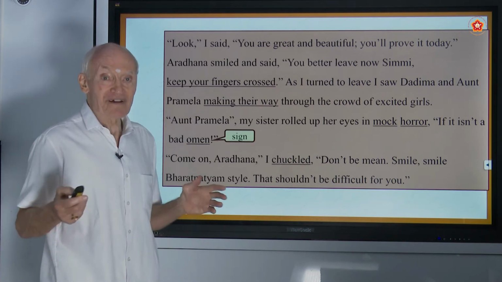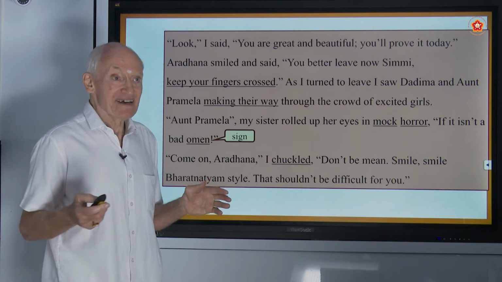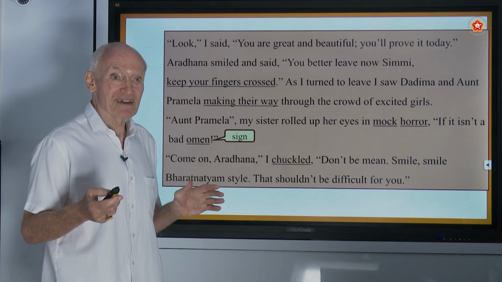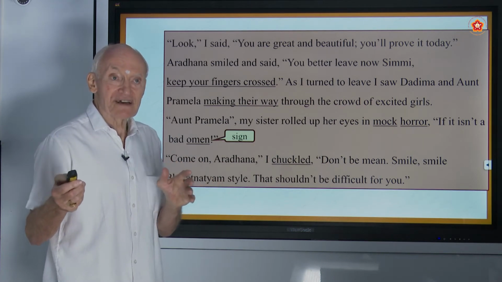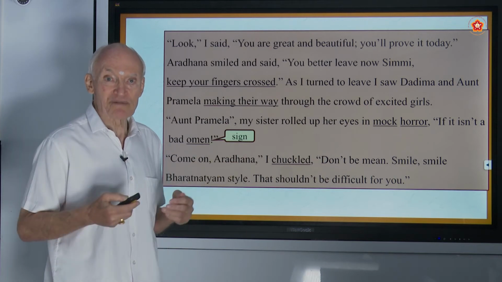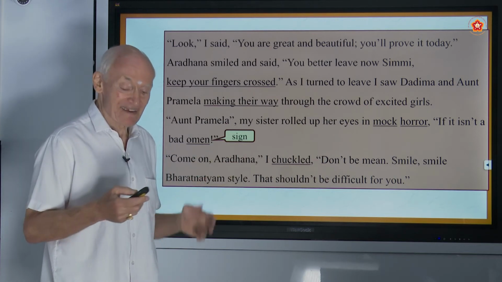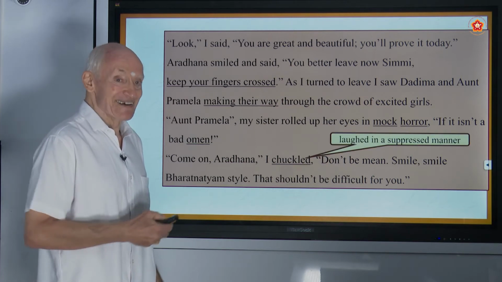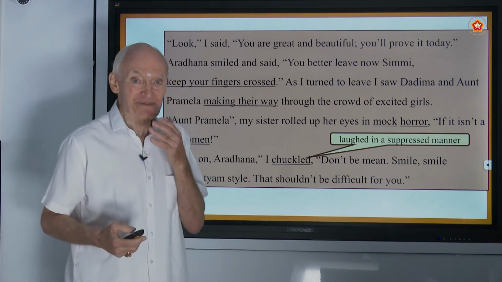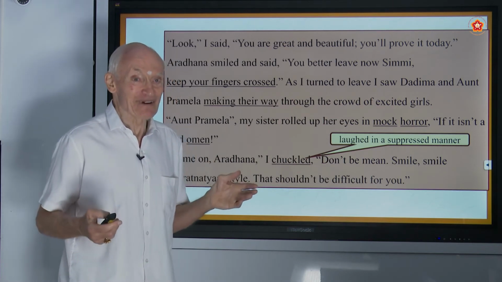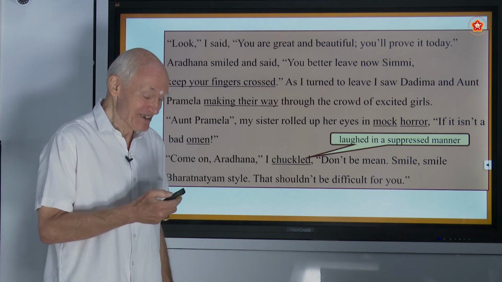Omen. We all have heard the word omen, okay? It's a nice omen when you see something beautiful when you first wake up. Or you go to a house and the first person that greets you is a beautiful person and greets you with a warm smile. It's a good omen. It's a good sign. Chuckled. Chuckle is when you laugh in a suppressed way. You chuckle, okay? Not outward, but you chuckle. It's a cute way to laugh.